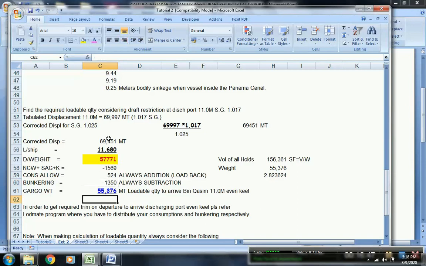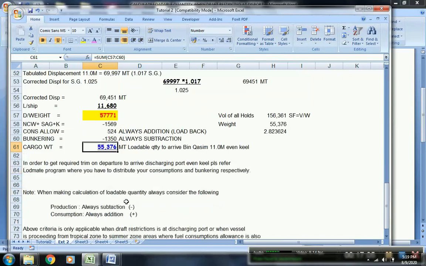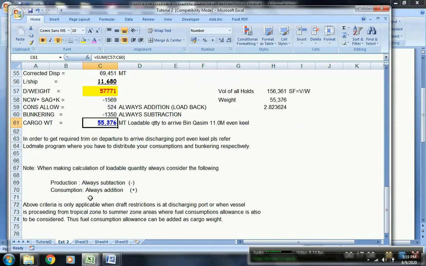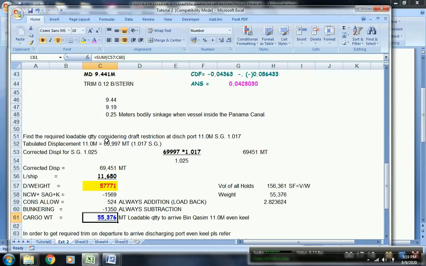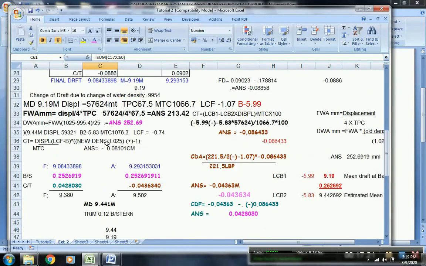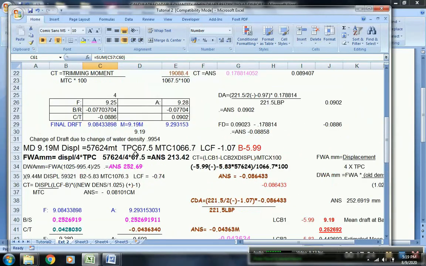Therefore, to sum up, if you take the algebraic sum, then this is your total loadable quantity to arrive in Qasim at 11.0 meters even keel, 55,376. Okay. So please take note that when making calculation of loadable quantity, always consider the following: production always subtraction, and consumption always addition.